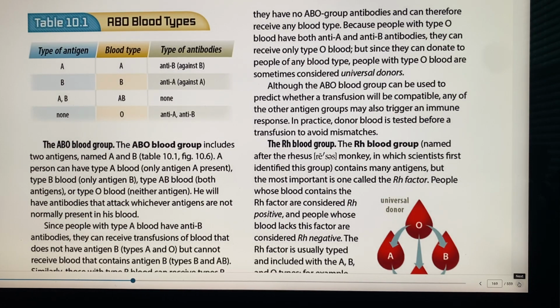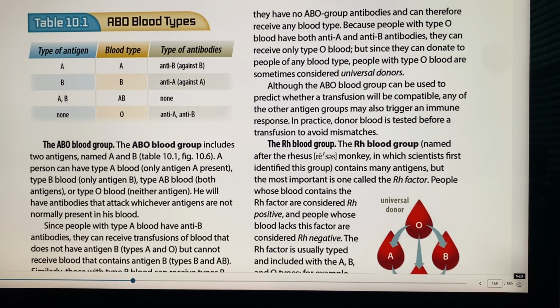So what do we have to do? We have to type the blood, right? Well, the typing is ABO. There's basically two antigens that we know, an A antigen and a B antigen. An O has neither. So two antigens, A and B. Type A, type B, or type AB means you have both of them, or O, which means you have none. So these are the types of antigens, right?